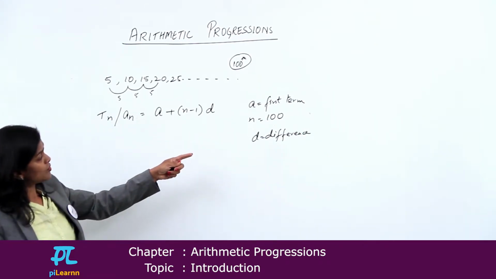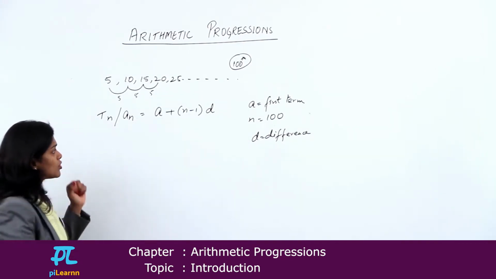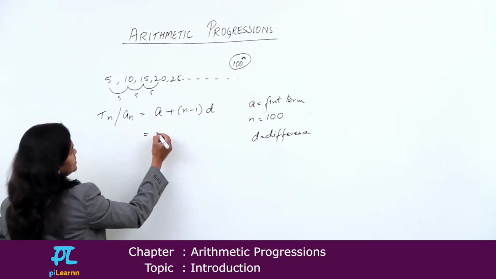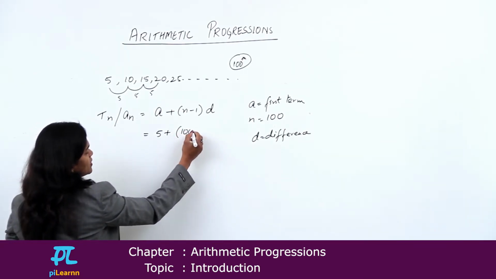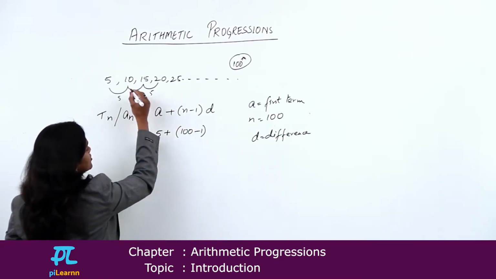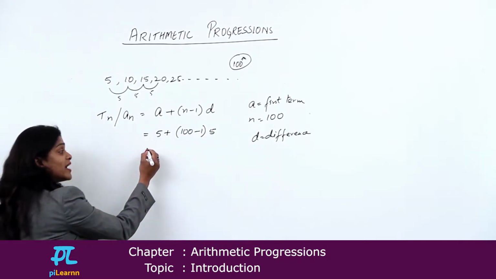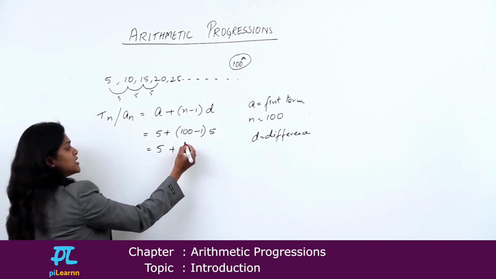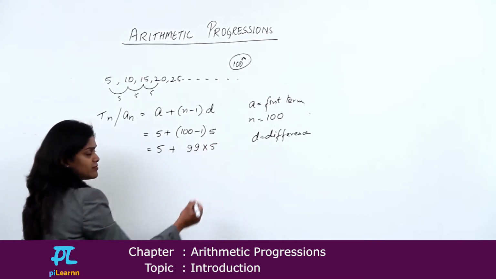Now if I want to know what I will get on the 100th day, I write a is 5 plus n is 100 minus 1, and the difference is again 5. So that becomes 5 plus (100 minus 1), that is 99, into 5.